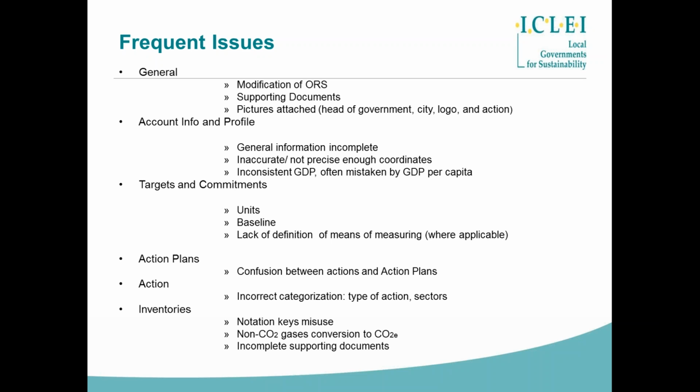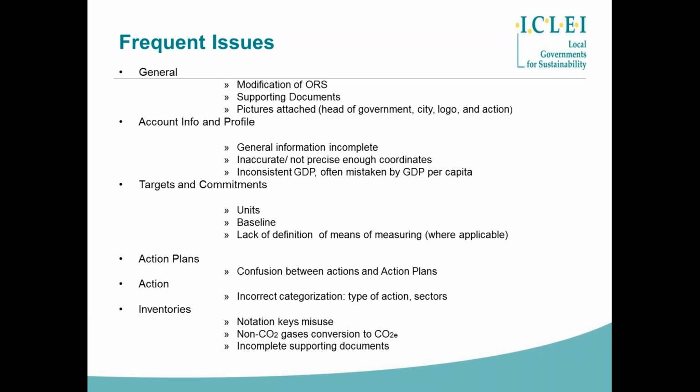If we look at the account info and profile, we see many times general information incomplete or mistaken information, as I told you earlier, the name of a person where it should be the name of a city, for example. Inaccurate or not precise enough coordinates. This only causes problems for the city because it misplaces the city and then they cannot find themselves in the map.